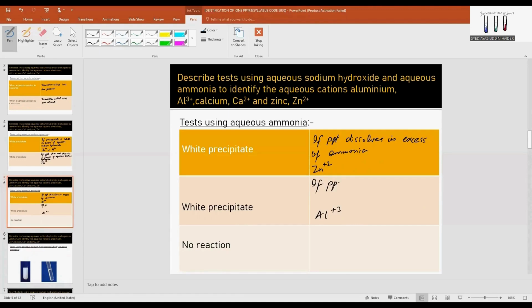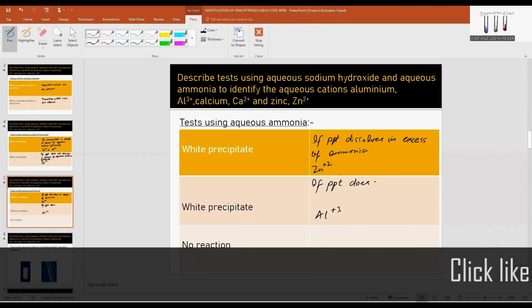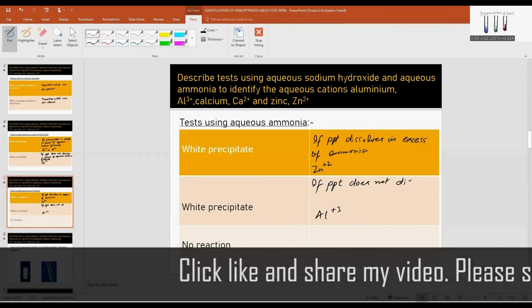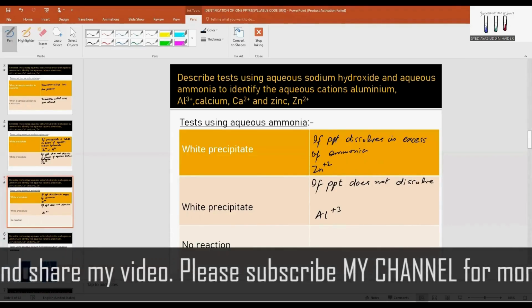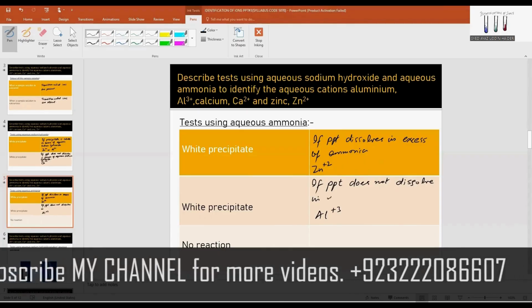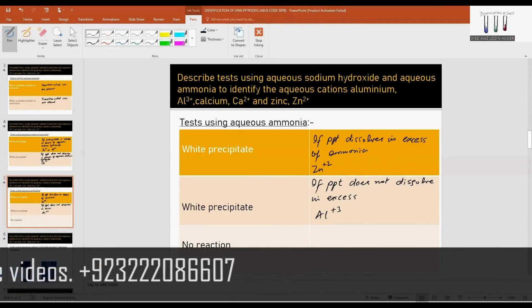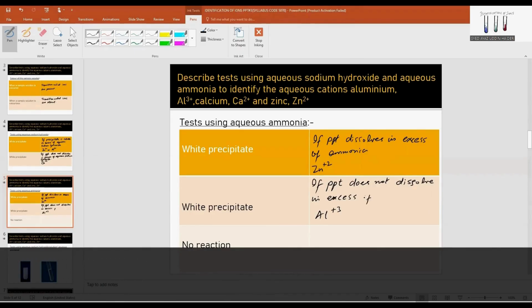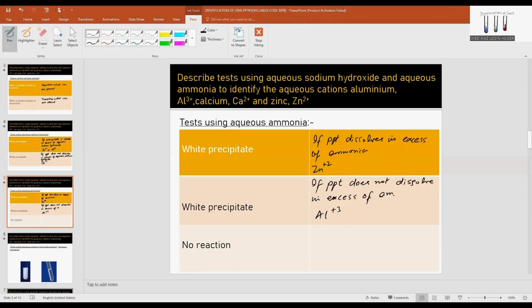If PPT does not dissolve in excess of ammonia. And if there is no reaction or no PPT, you can even write no PPT, no precipitate, then it must contain Ca2+.